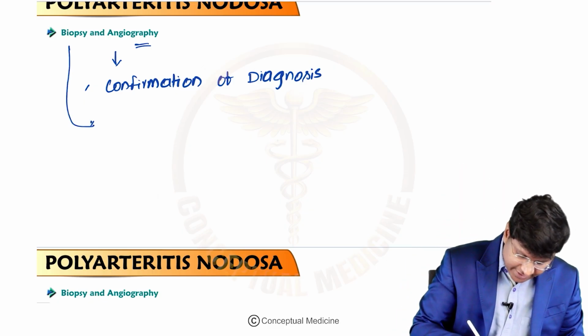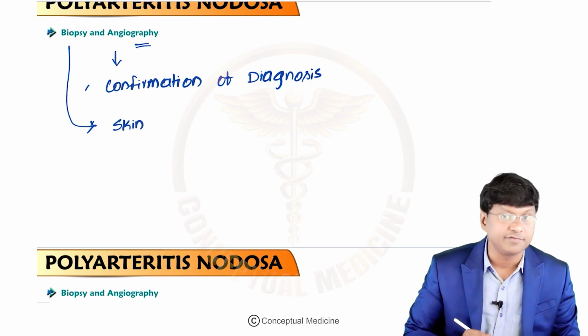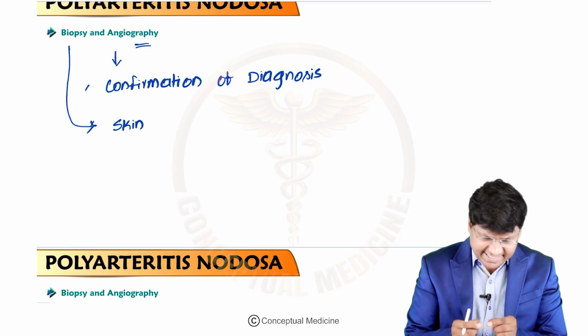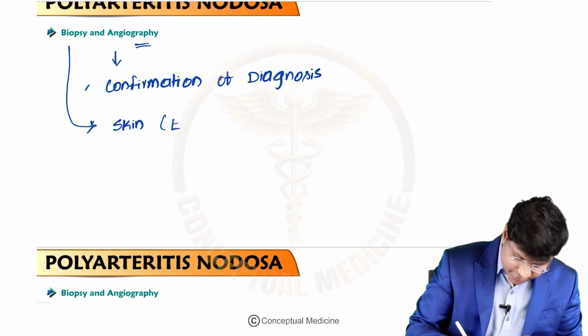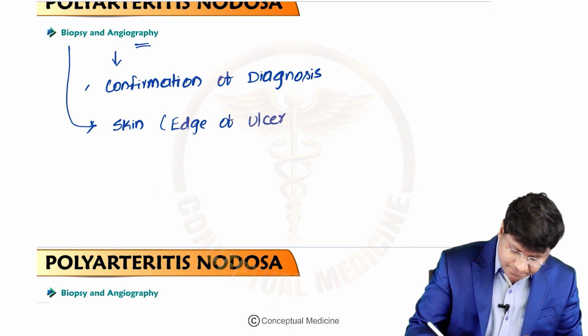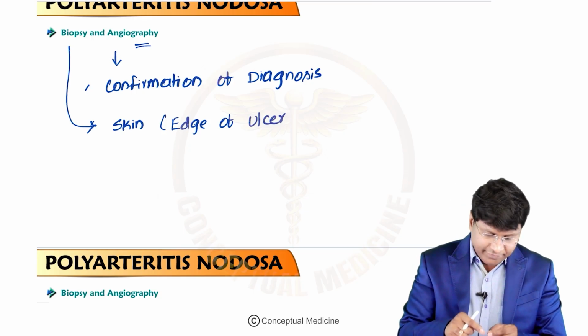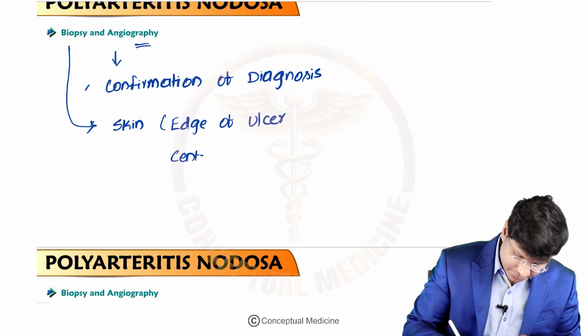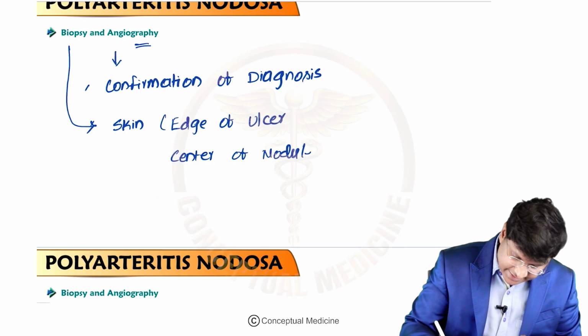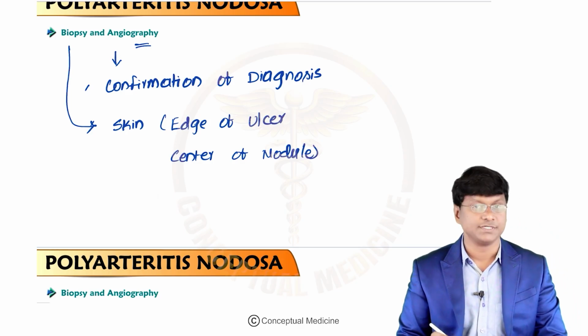So where do you want to take the biopsy from? The biopsy has to be taken from skin, exactly wherever the ulcer is, from the edge of the ulcer. Or if there is a nodule, you have to take a biopsy from the center of the nodule. So wherever is the affected site, there you have to take this particular biopsy.